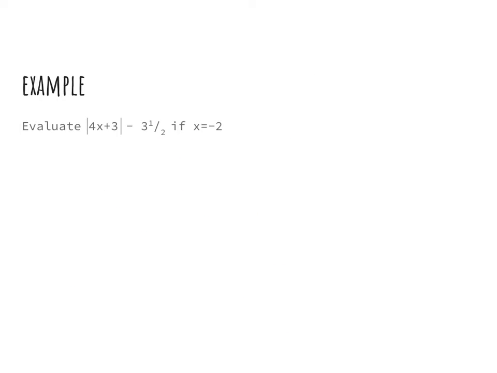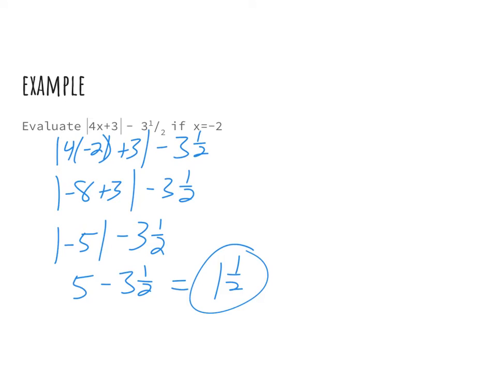Go ahead and pause the video, plug a negative 2 in for x and solve, and then hit play and see how you did. Okay, so the first thing you should have done is put negative 2 in for x, so the absolute value of 4 times negative 2 plus 3, and then minus 3.5. 4 times negative 2 is negative 8. Negative 8 plus 3 is negative 5. The absolute value of negative 5 is 5. 5 minus 3.5 is 1.5.